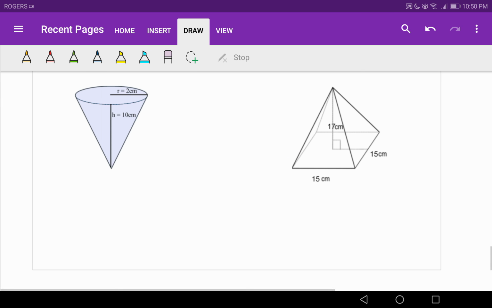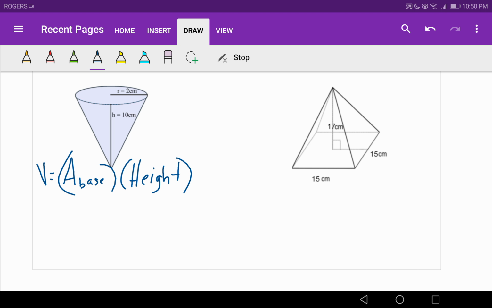Okay, let's do the cone now. So the cone is a little bit different in that my volume formula is still area of the base times height, except now, right, it's 3 times smaller than the cylinder, so it's divided by 3.